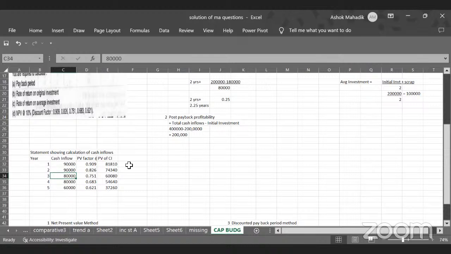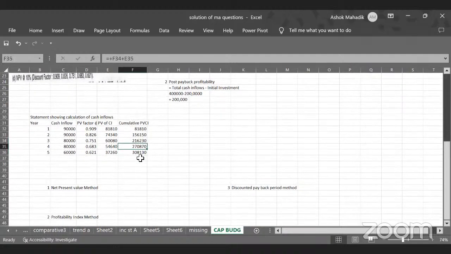Clear, students? Okay. So now again we'll make one cumulative PVCI column. Same way, we'll add the values for each year. So opening plus current year's value, and the same thing will be repeated for all the next years. I hope this is clear, students.